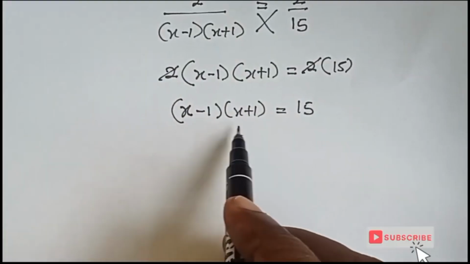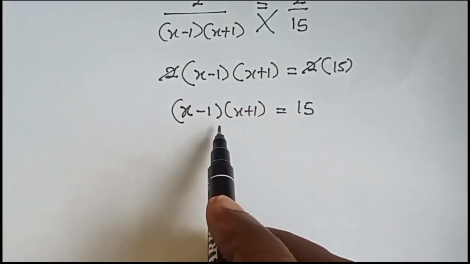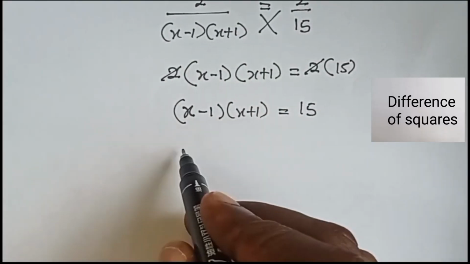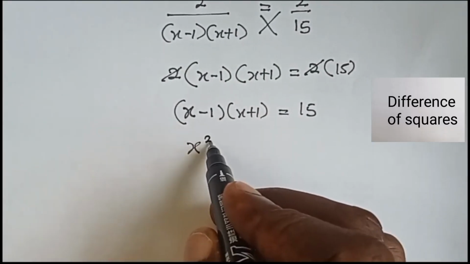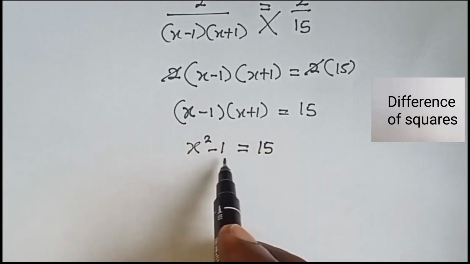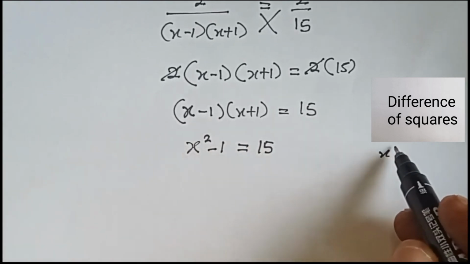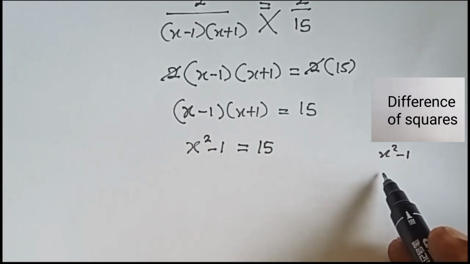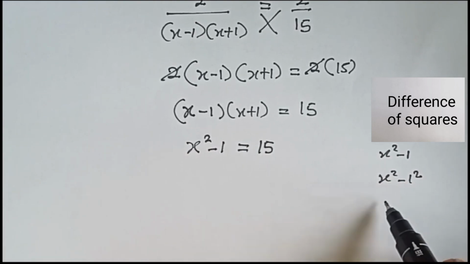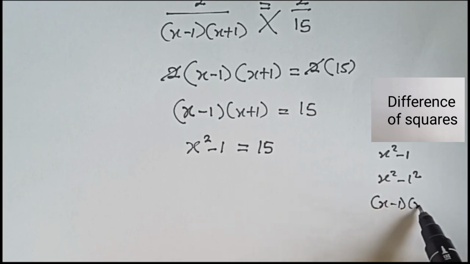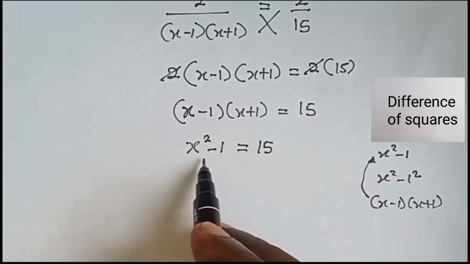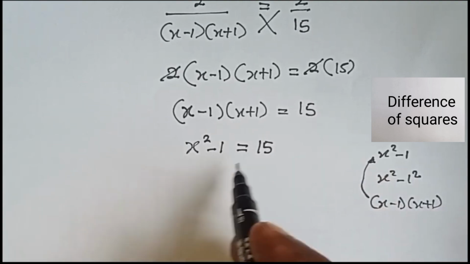Now x minus 1, x plus 1 is what we can get from the difference of squares. x minus 1, x plus 1 is also x squared minus 1 equals 15. The difference of squares, from x squared minus 1, we can write it as x squared minus 1 squared, and then we do difference of squares and it gives x minus 1, x plus 1. So we have taken it back to this place, and that's what we have, equals 15.